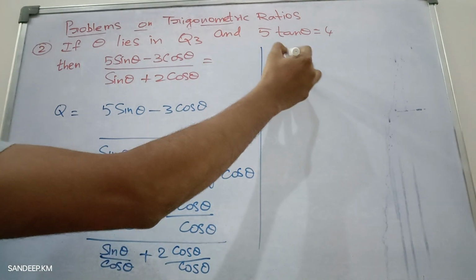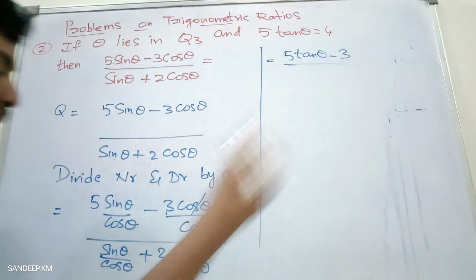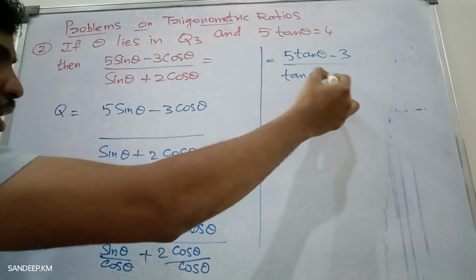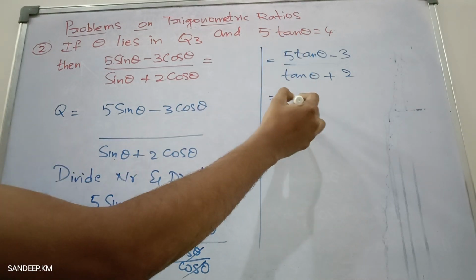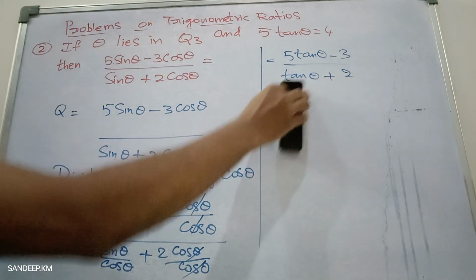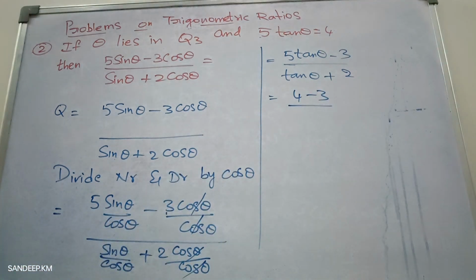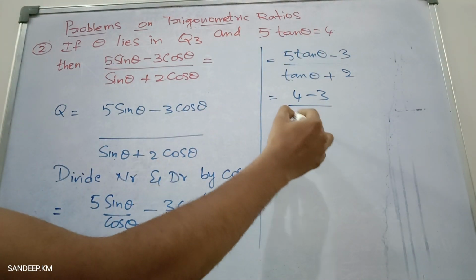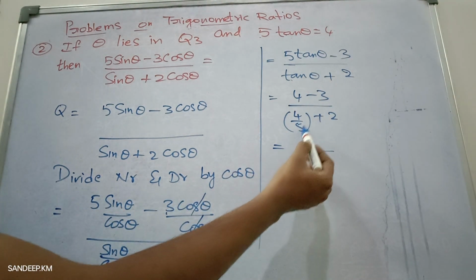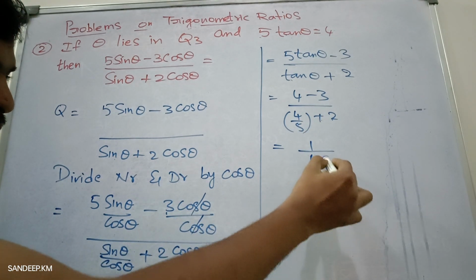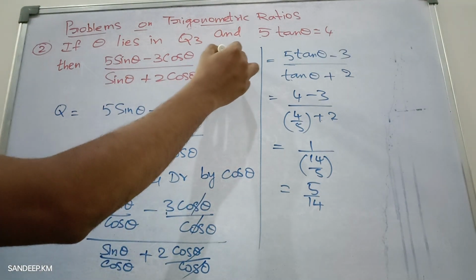So it is 5 tan theta minus 3, as cos theta gets cancelled, whole divided by sin theta by cos theta, which is again tan theta, plus 2. I know the value of 5 tan theta directly. So what is the 5 tan theta value, dear students? 5 tan theta is 4, so 4 minus 3, divided by tan theta, whose value is 4 by 5, plus 2. Simplifying, the numerator is 1 and the denominator is 10 plus 4 by 5, which is 14 by 5. So the reciprocal of 14 by 5 is 5 by 14. Therefore, dear students, the value of the given expression is 5 by 14.